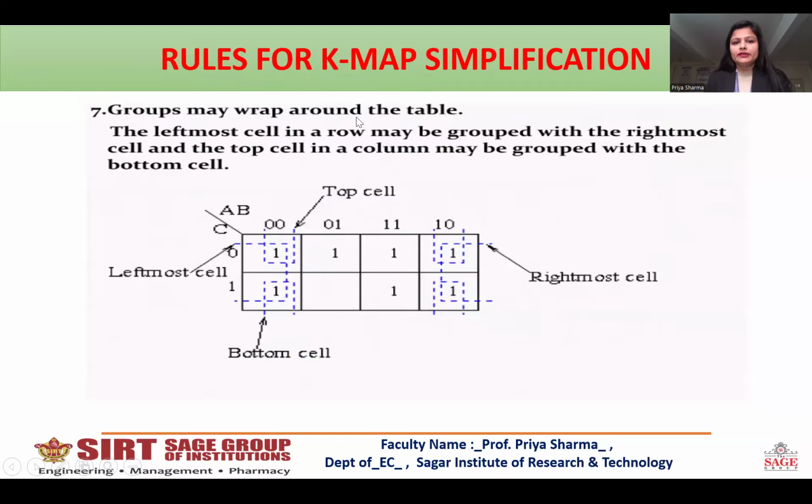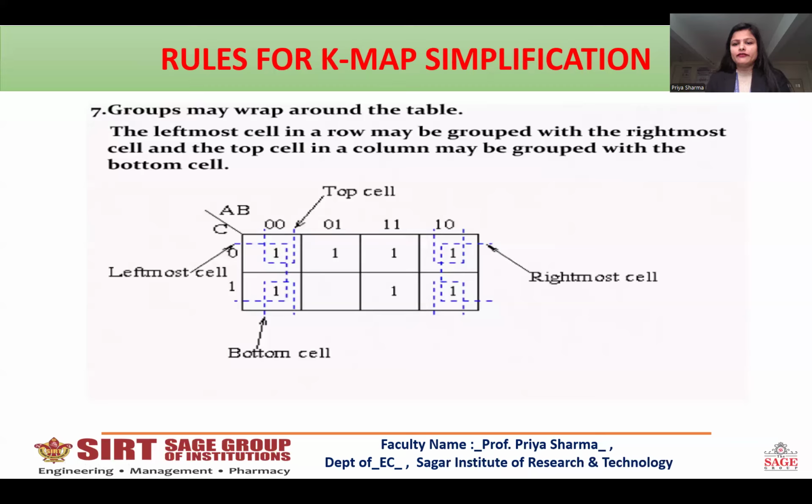Next, groups may wrap around the table. That is also known as map rolling. Coming to all the corners of the ones, if we roll the map horizontally and vertically, we can make a quad of all the 4 ones. So this and this can form a quad. The leftmost cell in a row may be grouped with the rightmost cell, and the topmost cell in a column may be grouped with the bottom cell. So this is map rolling.